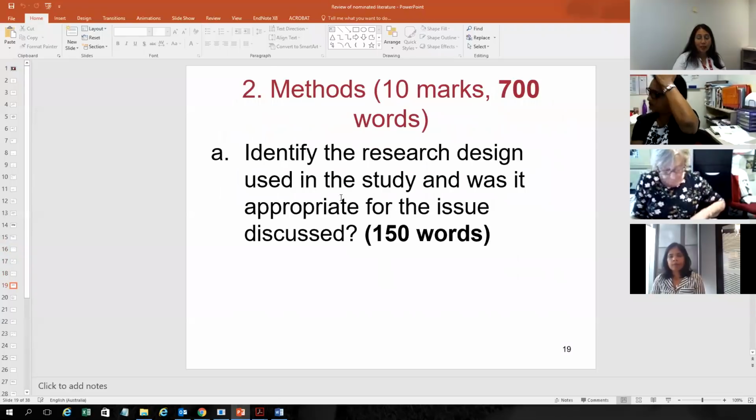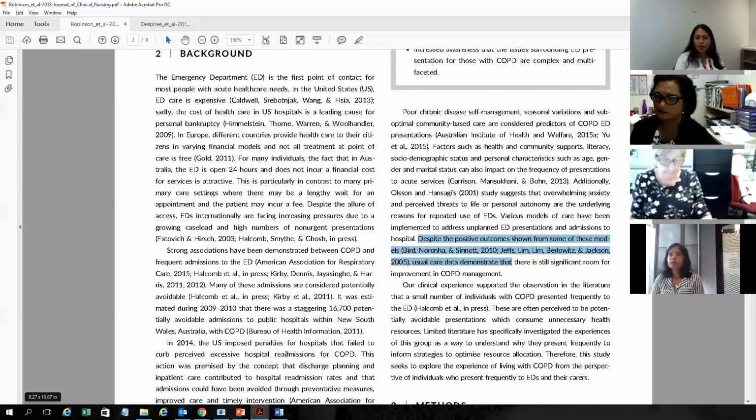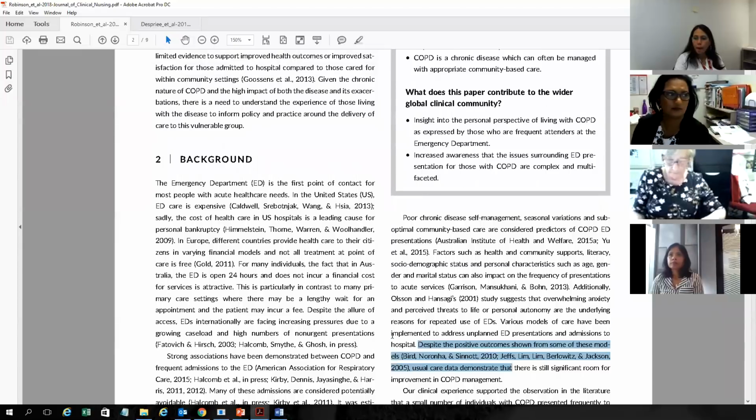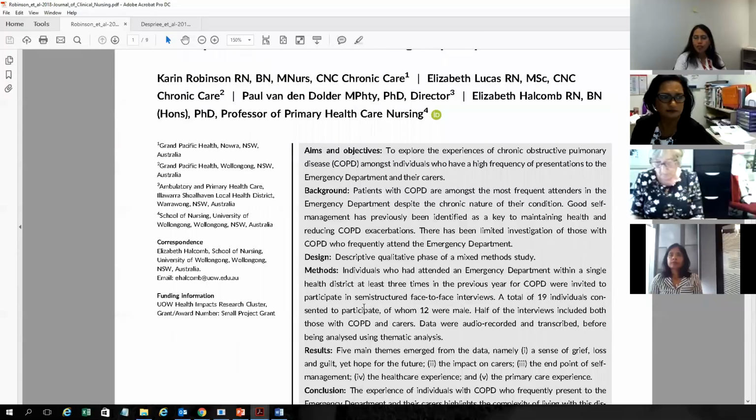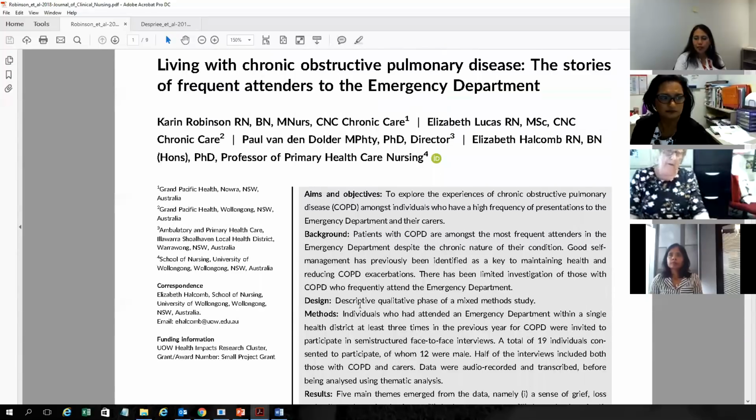Now the methods, identify the research design. Let's go back to the article. Okay, this is the qualitative article, research design, descriptive qualitative phase of a mixed method study. So that means this study was a mixed method study. There were 2 phases. This one is the descriptive qualitative phase. So that's the research design, descriptive qualitative.